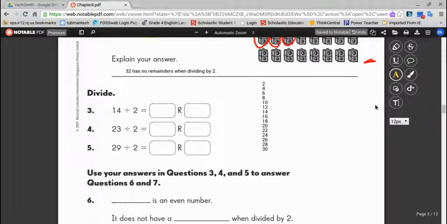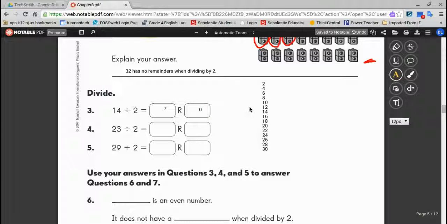Okay, so 14 divided by 2. Let's look at that right now. 14 is right over there, so it's 1, 2, 3, 4, 5, 6, 7. Alright, so it's 7 with no remainders because it divides evenly.